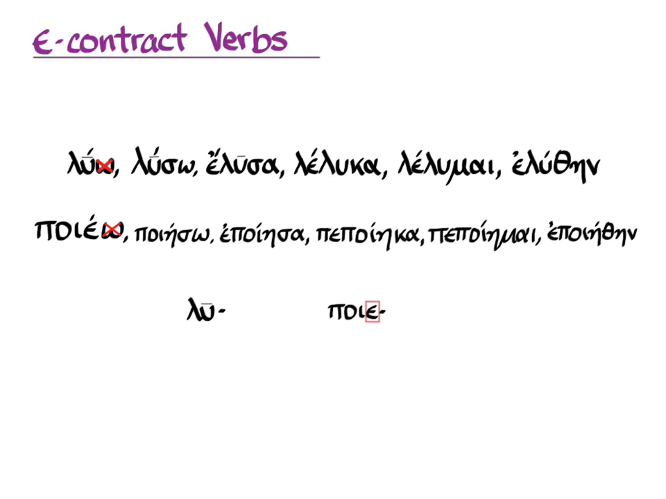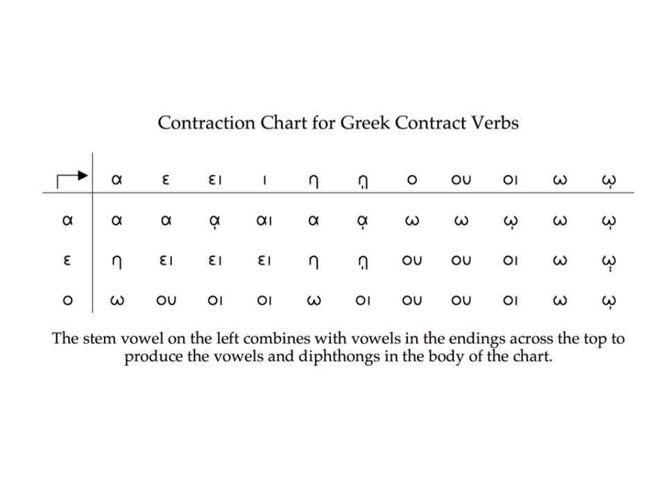But I put a little red mark around that epsilon at the end of the poieo stem, because when we actually make words out of the first principal part stem of poieo, that epsilon combines with the vowels and diphthongs of the various endings to make a different shaped ending. It contracts, and that's why we call these epsilon-contract verbs. If you're in my class, you have a chart just like this to help you decide how to combine the epsilon of the stem, which is over there in the middle on the left, with all of the vowel and diphthong possibilities from the verb endings that you know, which are arrayed across the top.